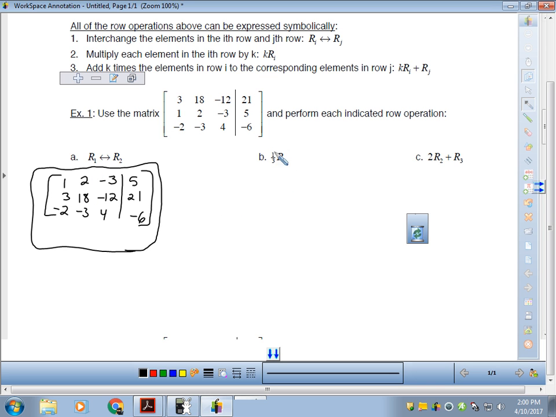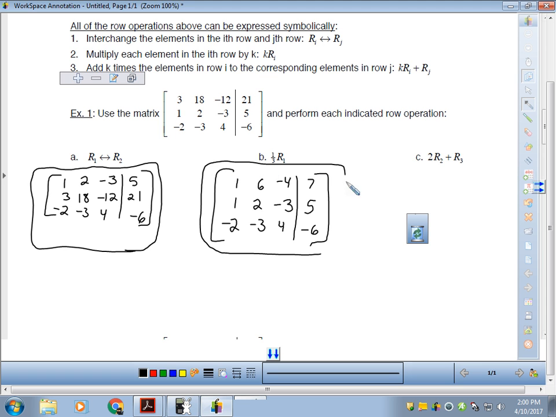B asks us to do 1/3 times row 1. So we're going to take this top row and multiply it by 1/3. 3 times 1/3 is 1. 18 times 1/3 is 6. Negative 12 times 1/3 is negative 4. 21 times 1/3 is 7. And then the rest of our rows stay the same. So there's our answer on that one.